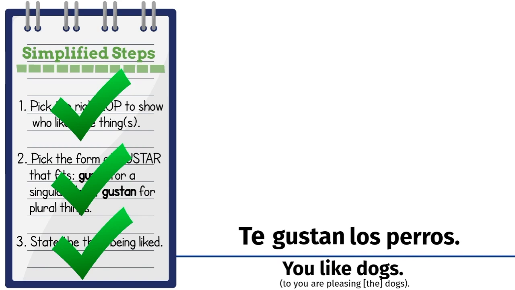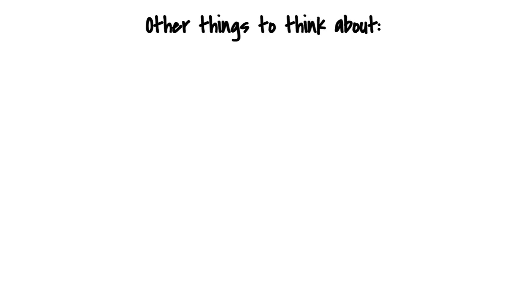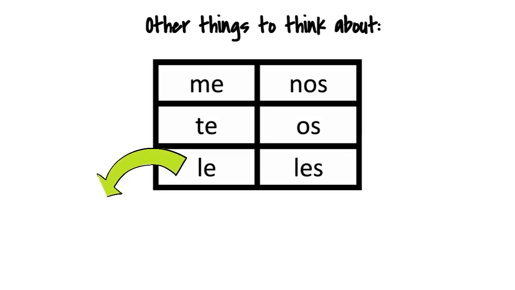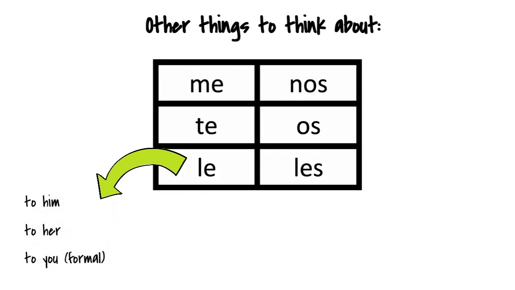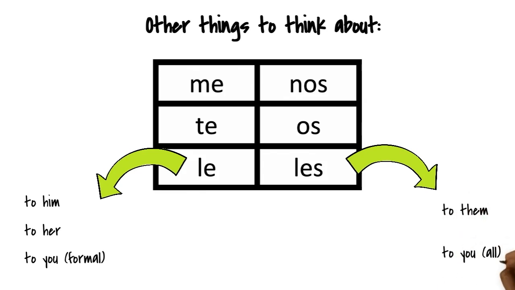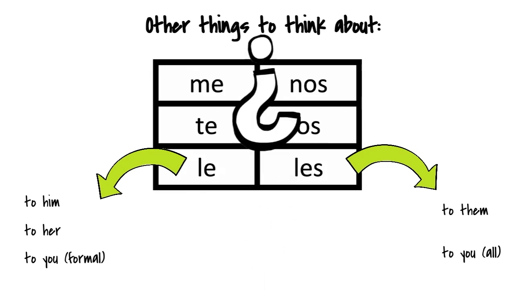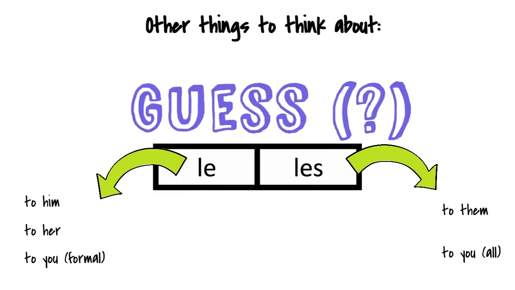Let's consider some other things to think about. Notice how some of our pronouns can refer to different people. Le can refer to him, to her, or to you formal. Les can refer to them or to you all. So how do we clarify what we mean? First, the easy route. You can let your conversation mate guess. Technically, you don't have to clarify in order to be grammatically correct, but it's helpful to be as specific as possible, so here's how you can do that.